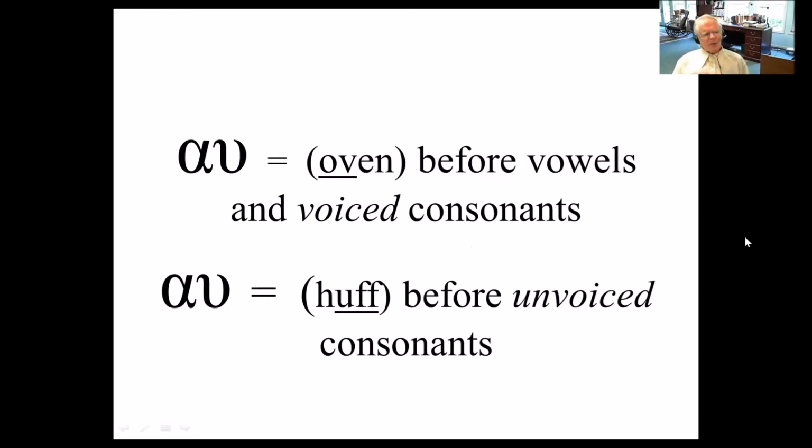Now, this is a little bit more tricky. That's an A and a U, an alpha and an upsilon. And that's going to be as in oven, the av in oven. That's to say, before vowels and voiced consonants, consonants that involve your vocal cords, that AU is going to sound like av. And before unvoiced consonants, it's going to sound like af. So av and af. I think you discovered last week what we mean by a voiced consonant. That's not a difficult concept. You either engage the vocal cords or you don't.